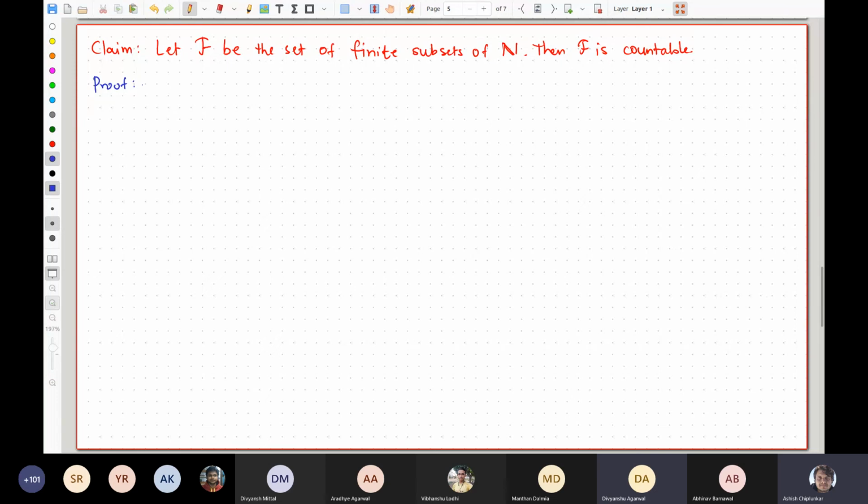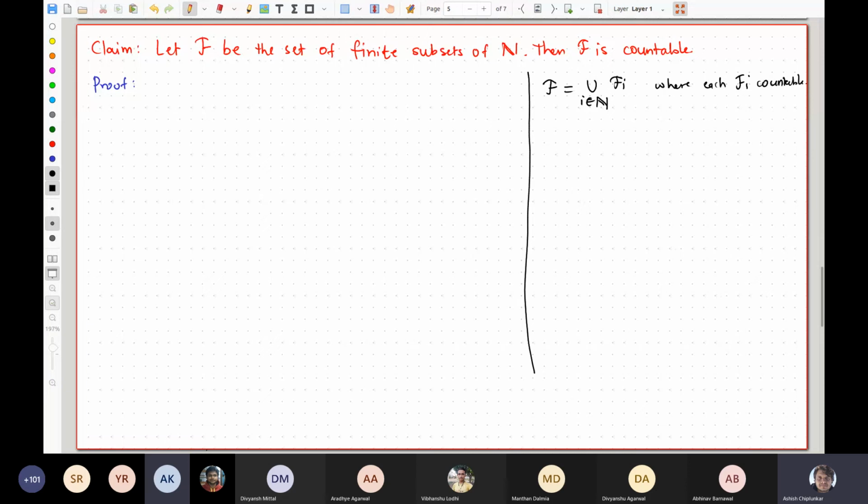Okay, wait. So let's do this. Let's do a little bit of rough work over here, and then we'll write down the formal proof. So what we are trying to do is write F as a countable union over i in natural numbers of some Fi's, right? Where each Fi is clearly countable. How do you do this? Sir, we can. Hello? Yeah.